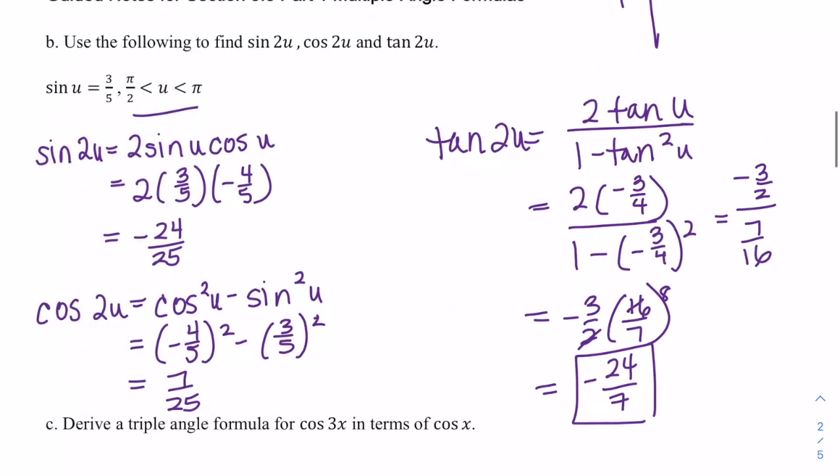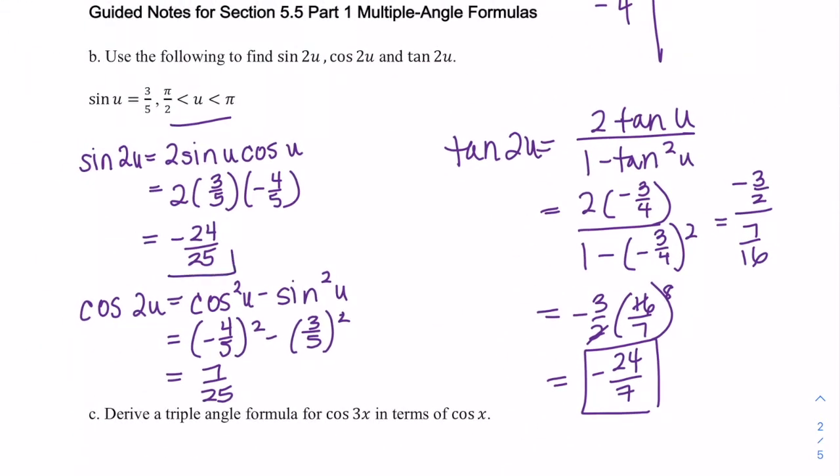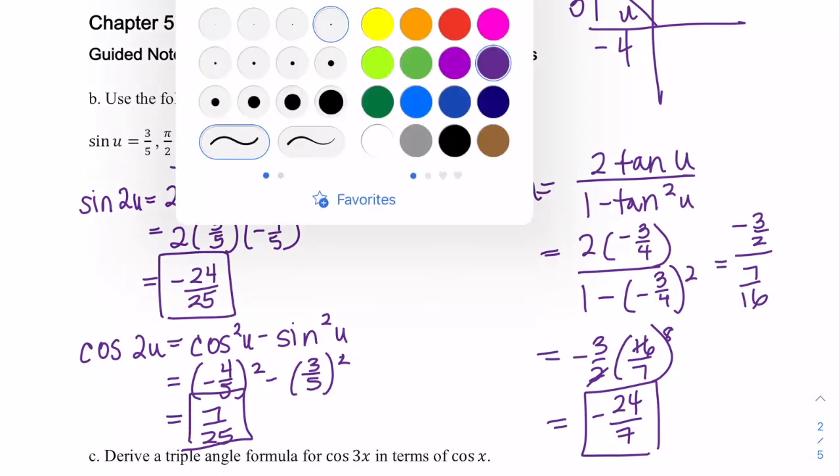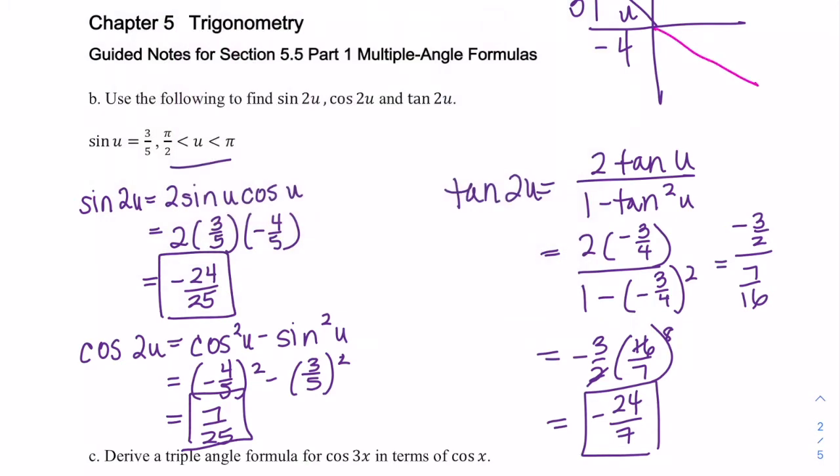So practicing finding those double angles: sine of 2u, cosine of 2u, and then tangent of 2u. And it's good to note that considering these values, if u was in the second quadrant and we doubled it, 2u would be in the fourth quadrant. So sine is negative, cosine is positive, and tangent is negative.